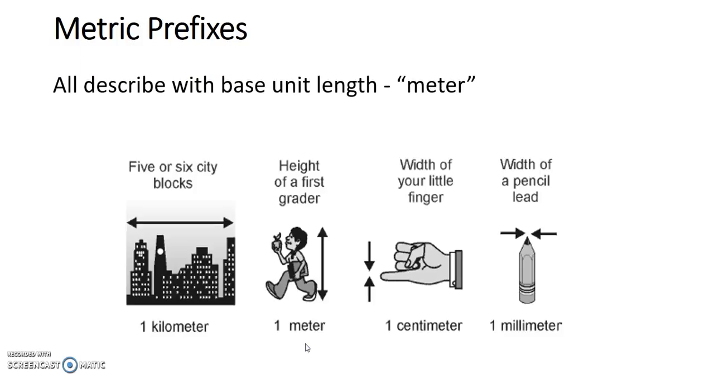Metric prefixes. Once again, I'm assuming these are some familiar measurements that you've done before, but metric prefixes basically take the basic measurements and make them bigger or smaller by adding a prefix in front of them, hence the word metric prefix. For example, the meter is our base unit, but if I put the word kilo in front of it, I've now made it a larger measurement. The kilometer is 1,000 meters. As you can see with this scale right here, it's a pretty big measurement.